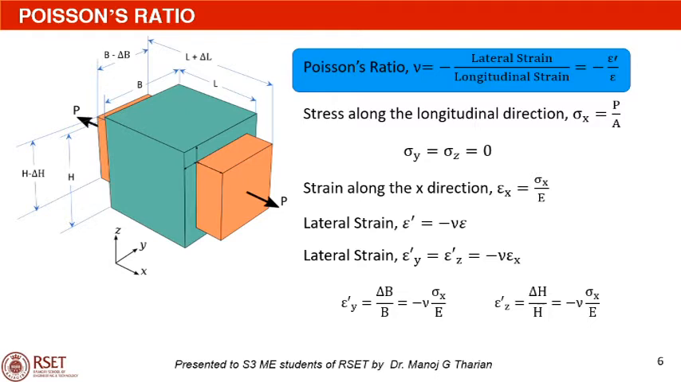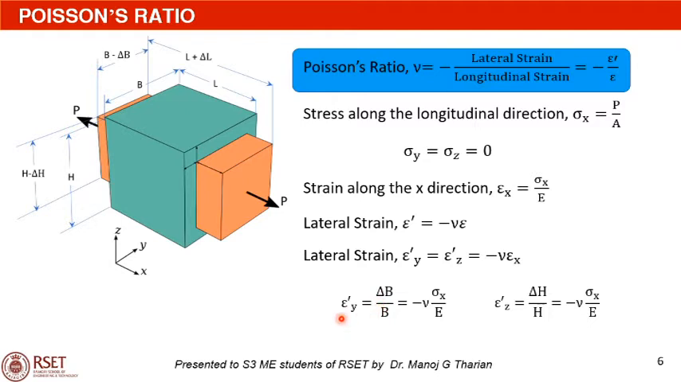So strain along the y direction and z direction due to the stress along the longitudinal direction will be equal. That is, epsilon y dash is equal to epsilon z dash, and each of these is equal to minus nu into epsilon x. From the figure, we can see that due to the stress along the x direction, the width b gets reduced by an amount delta b.